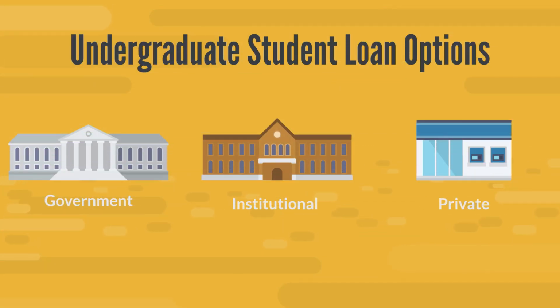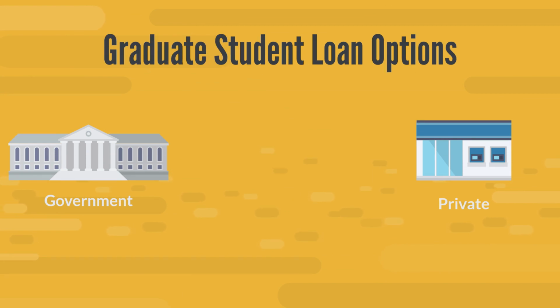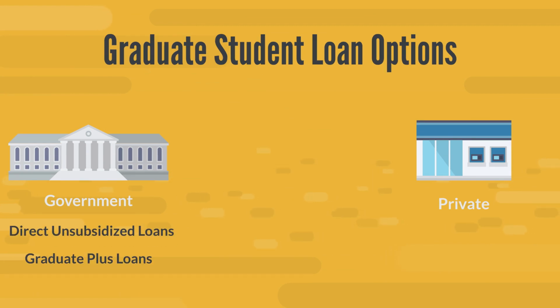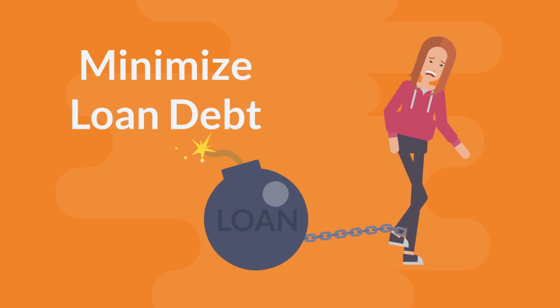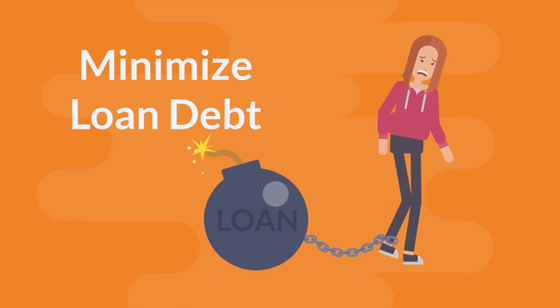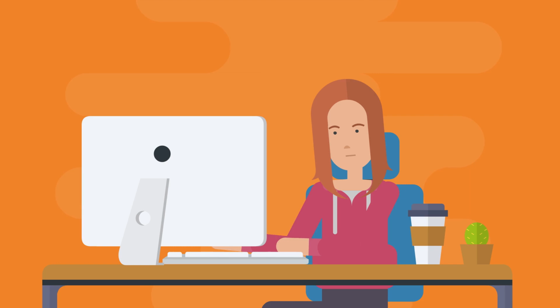Those are the undergraduate student loan options. Graduate students can also apply for direct unsubsidized loans, Graduate PLUS loans, and private loans. Whatever loans you choose, aim to minimize the amount borrowed to keep your loan balance as low as possible. Be sure to read the terms and choose the loans with the most favorable terms.